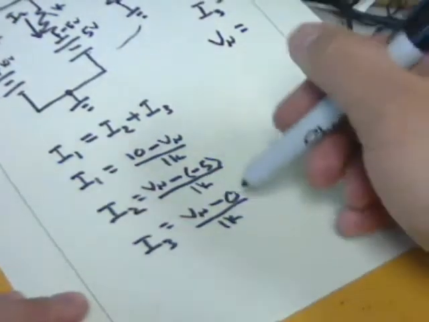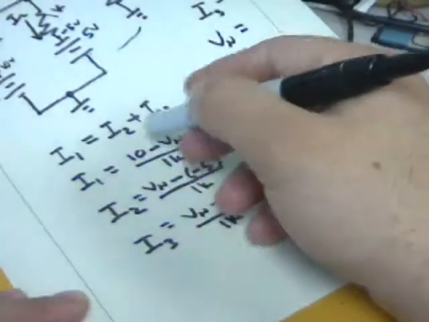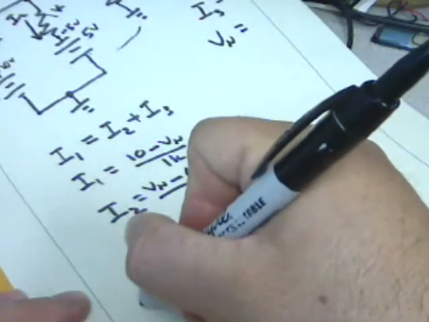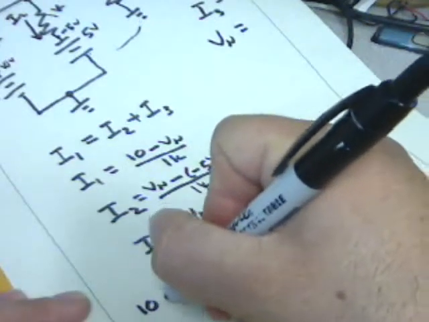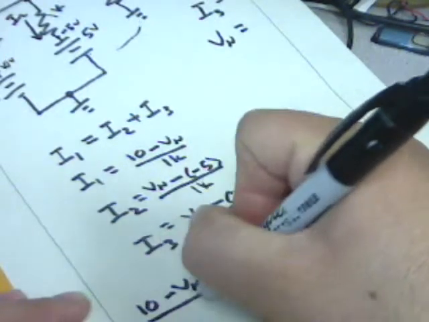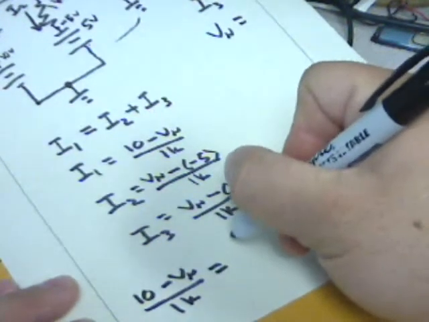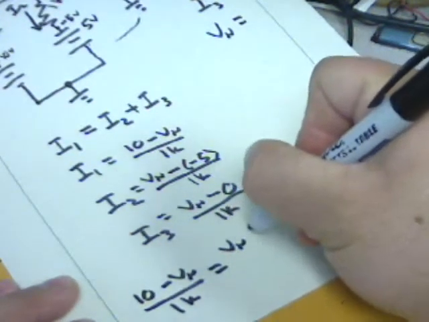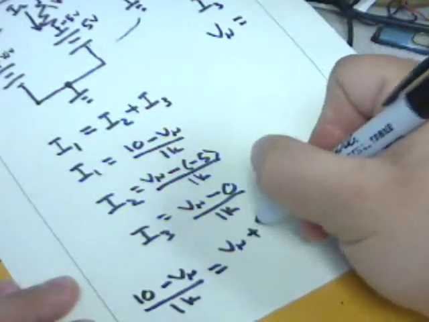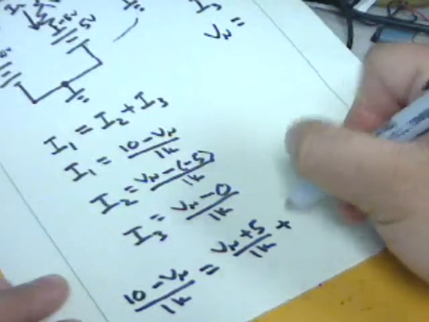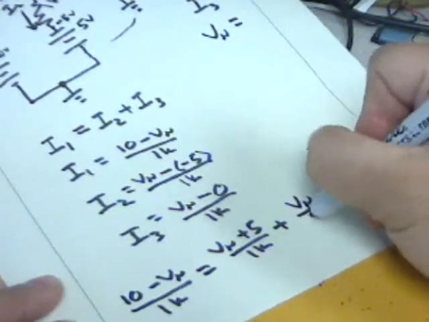So what I'm going to do is take all of these and plug them into this first equation, Kirchhoff's current law. I'm going to say 10 minus Vn over 1k is equal to, I just combined those, and so we have plus 5 over 1k plus Vn over 1k.